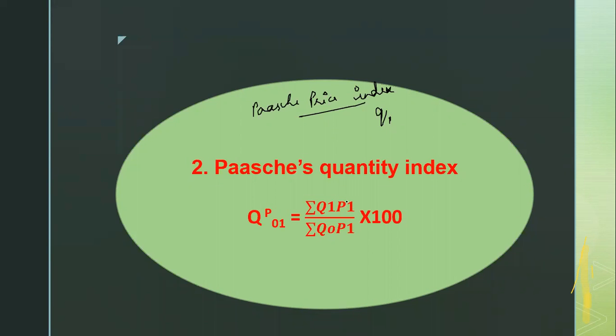So what is the formula again? It will be summation Q1 P1 divided by summation Q0 P1 into 100. So we are giving importance to the quantity, and we are assuming the price of the current year as weights. Okay, that is the difference between Paasche's price index and Paasche's quantity index. The formula is the same. You have to just reverse: instead of P, we have to write Q, and instead of Q, we have to write P.